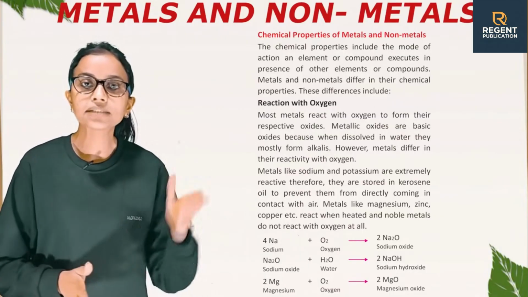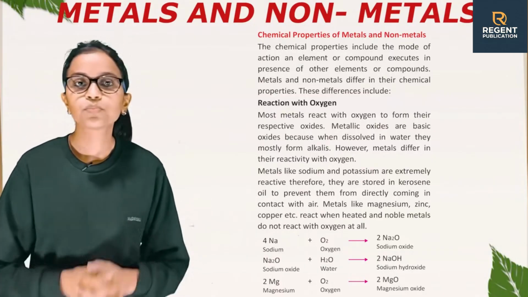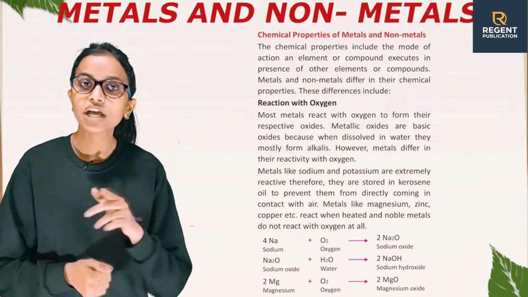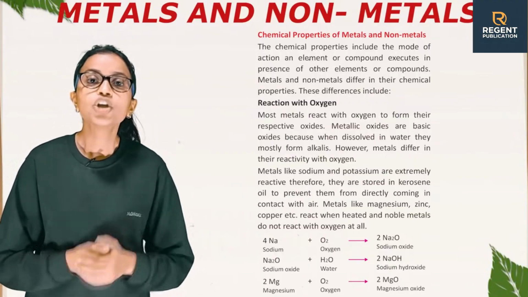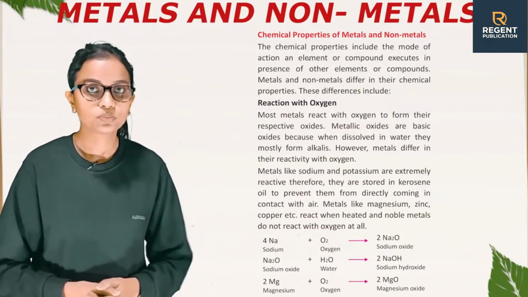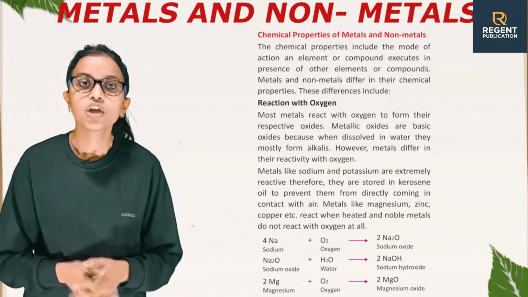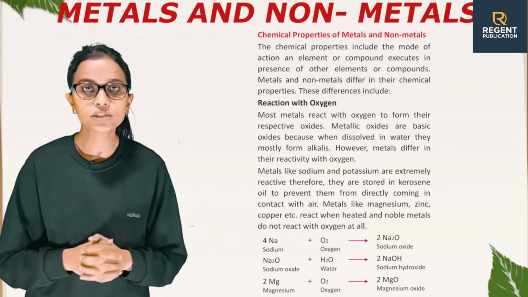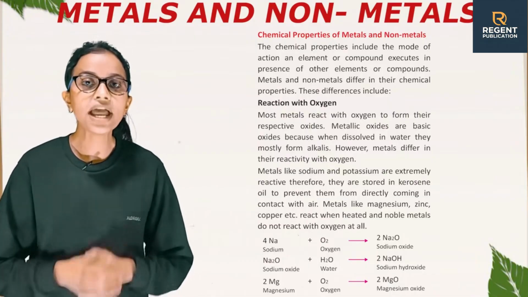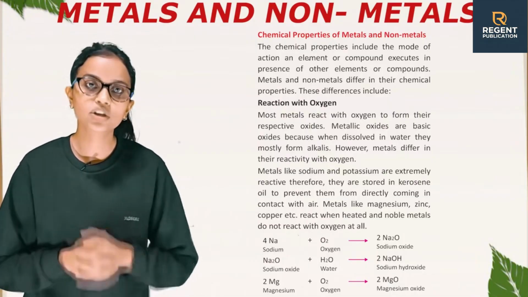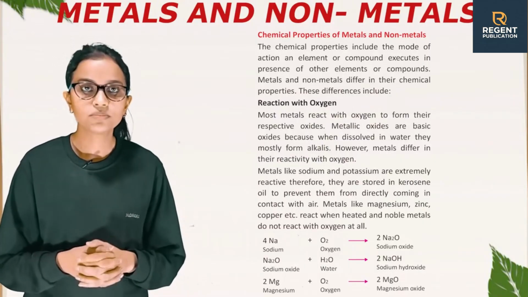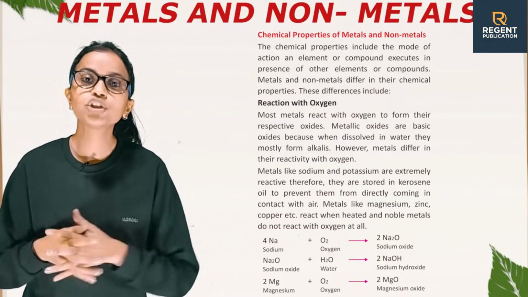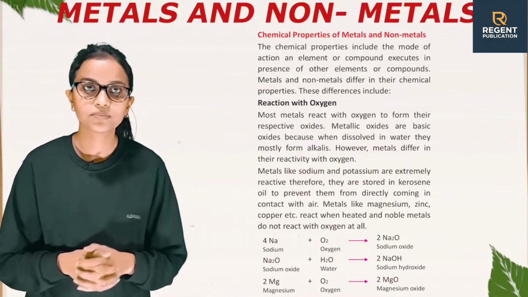So, these are some equations. 4Na, sodium, plus O2, oxygen, gives 2Na2O, sodium oxide. Sodium oxide, Na2O, plus H2O, water, gives 2NaOH, that is sodium hydroxide. 2Mg, magnesium, plus O2, oxygen, gives 2MgO, magnesium oxide.